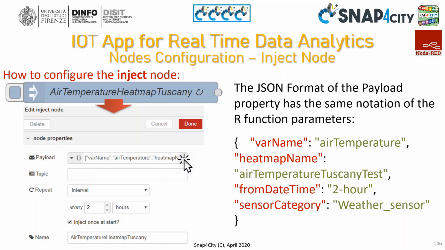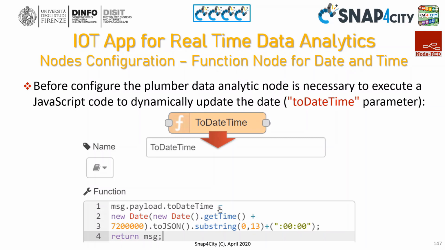After you tick the Inject box, you have to insert here at the end the name of your Inject node. In this case, the name of my Inject node is our temperature heatmap Tuscany. The second step is to configure the function node in order to dynamically update the date. It means the toDate time parameter of the R function.